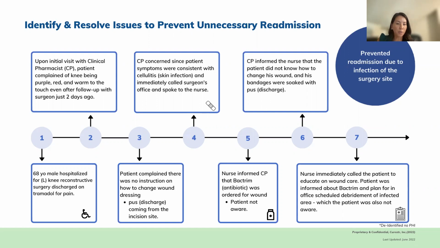So the nurse said she would call the patient and educate on how to care for his wound, inform of the Bactrim prescription waiting for him at the pharmacy, and plans for a scheduled in-office debridement, which the patient was also not aware of. The pharmacist also did their due diligence to close the loop with the patient and provided education on the Bactrim and informed him the nurse would be calling to provide additional details. So in this case and the one prior, you can see how there may be gaps in care during that transition period and even post follow-up visit with the providers, where really having the clinical expertise from a pharmacist is crucial to impact outcomes.